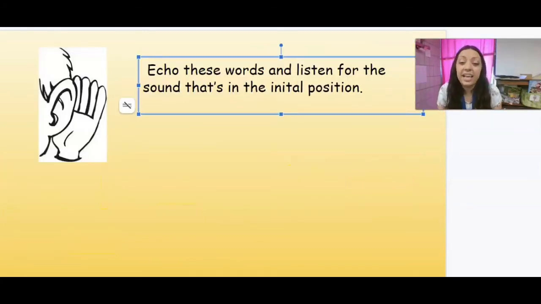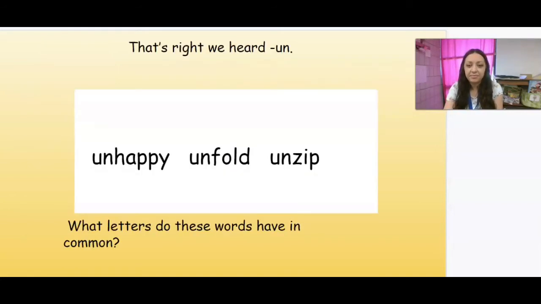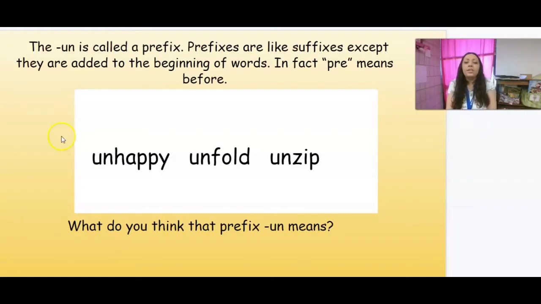Listen to the words that I say and listen for the initial position, okay? I have unhappy, unkind, unzip. Let's try it one more time. Unhappy, unkind, unzip. So what did you hear? That's right, we heard un. So unhappy, unkind, and unzip. What two letters make that sound? UN, very good. The UN is called a prefix.